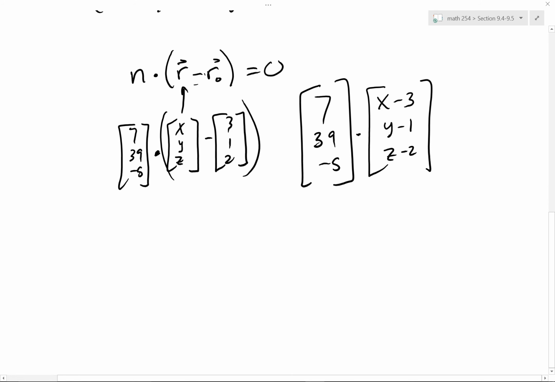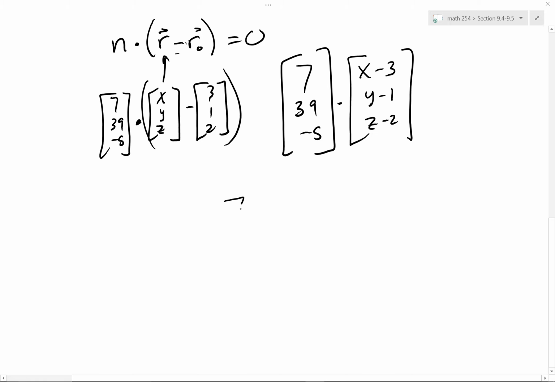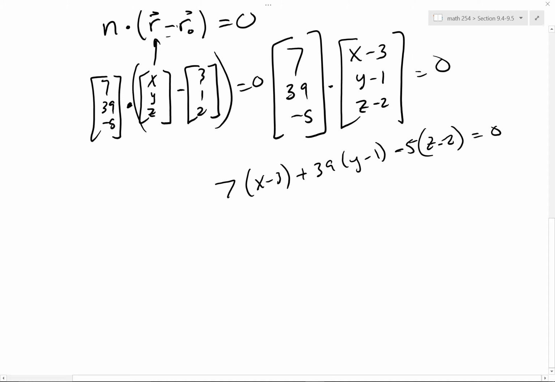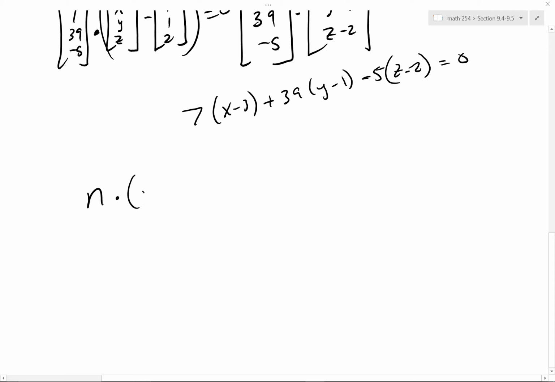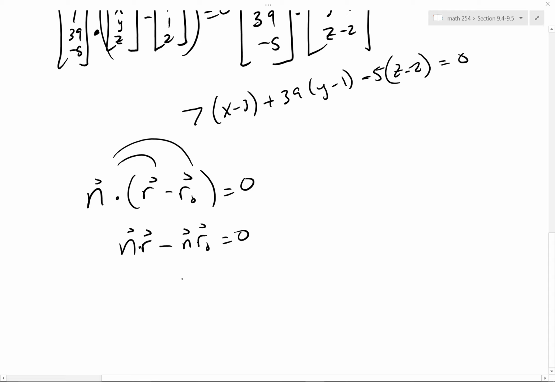And then, oh, it erased it. Darn it. Which is, again, 7x minus 3 plus 39y minus 1 minus 5z minus 2 equals 0. So it's the same exact thing. Another way to write that, of course, is if you have this dot this. Well, remember, that's just distribution. So you could do this. That's a vector, minus this. Or another way of saying that is this equals this. Right? That's another way of saying it.